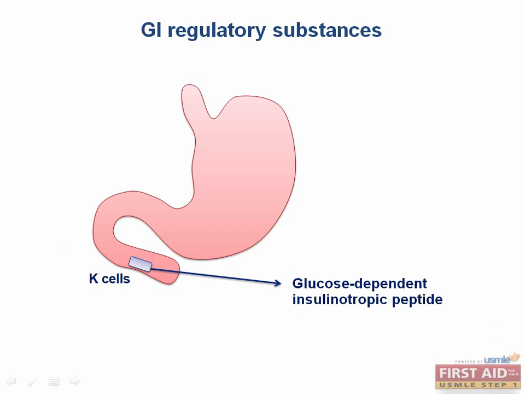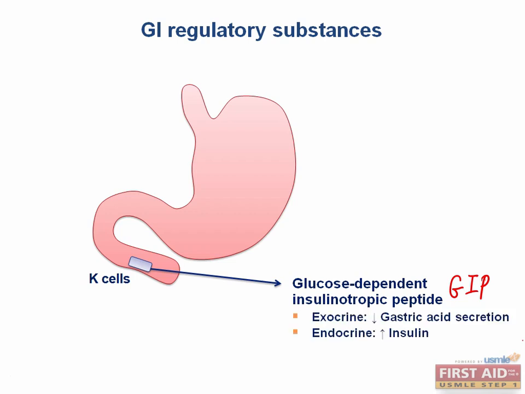Glucose-dependent insulinotropic peptide, also known as GIP, or sometimes also known as gastric inhibitory peptide, is secreted from K cells in the duodenum and jejunum. This hormone has both exocrine and endocrine features. It decreases acid secretion and also increases insulin secretion, hence its two names.